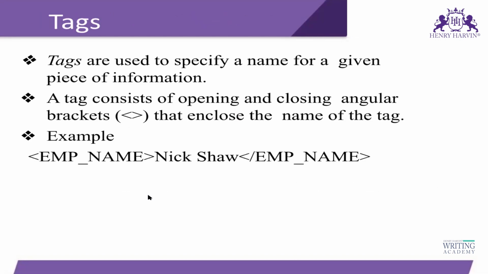Okay. Tags are basically used to specify a name. So whatever information you are using, all that is called a tag in XML and HTML. So here a tag consists of an opening and a closing. So we have an opening and then we have a closing slash, right? That's how it works. So here, if you see, the attribute name is employee name. So we call it a tag and then we have a closing tag as well.